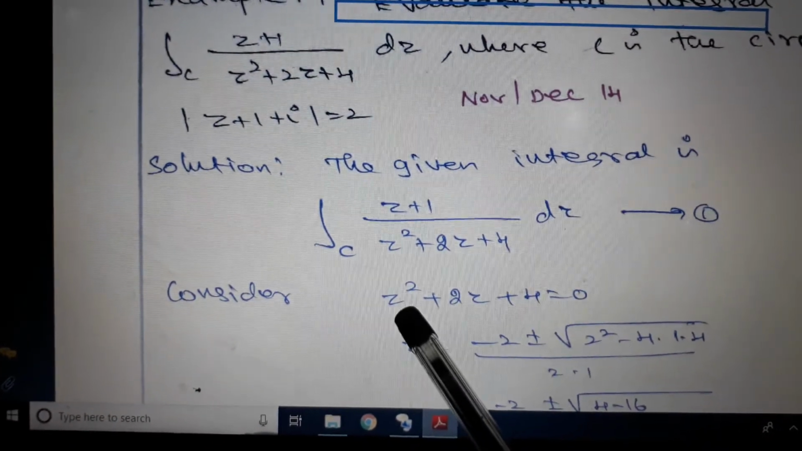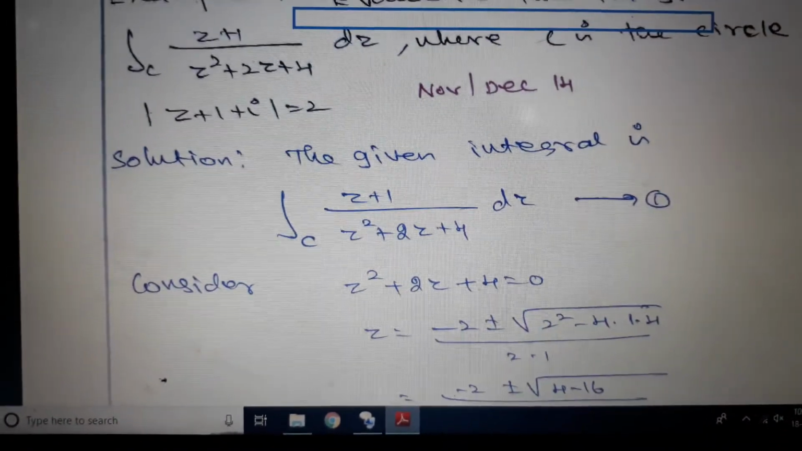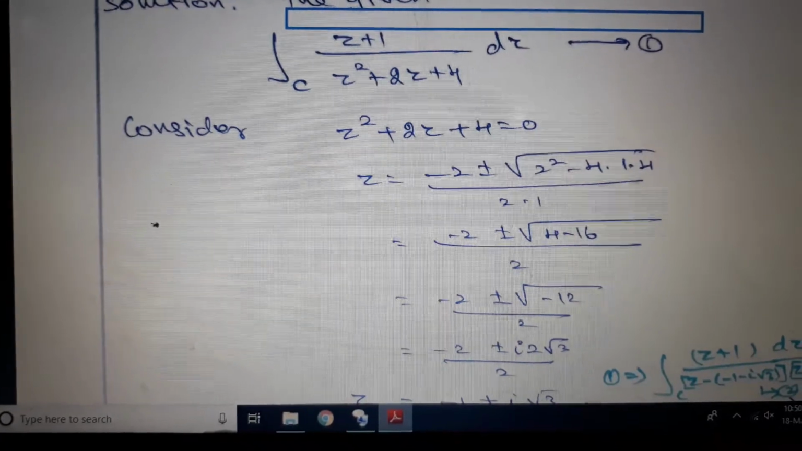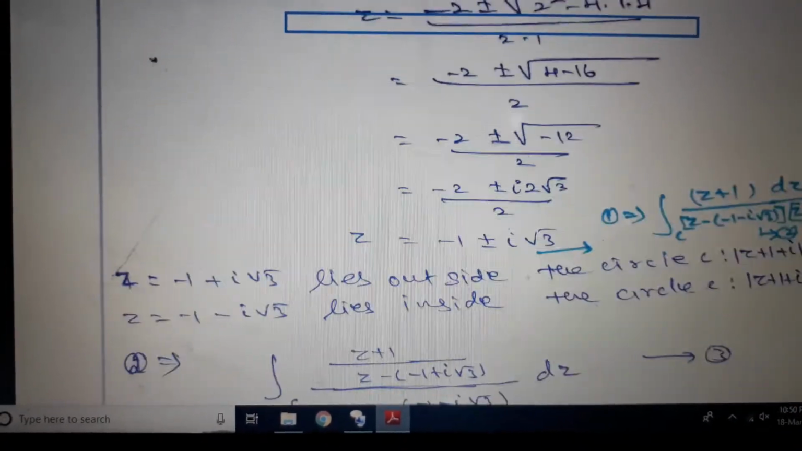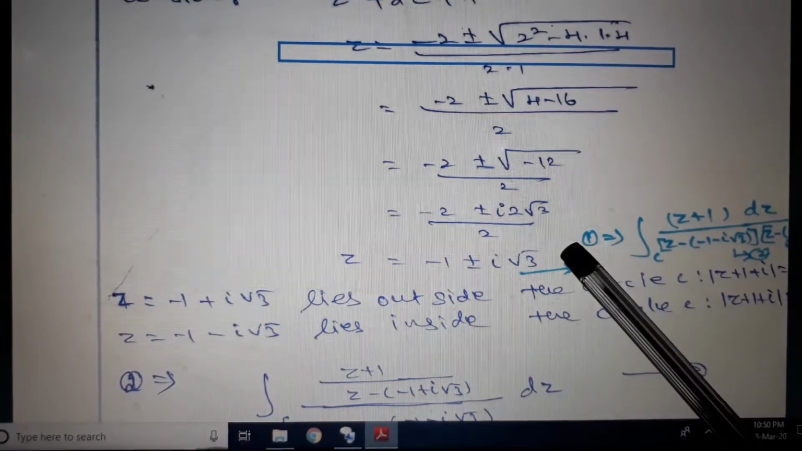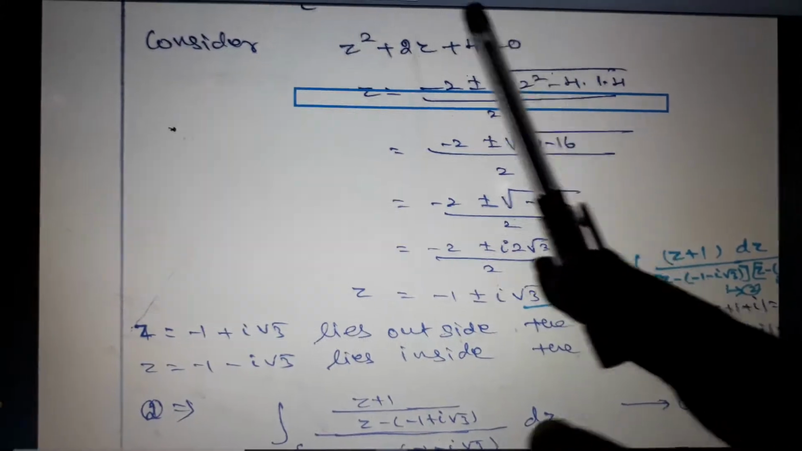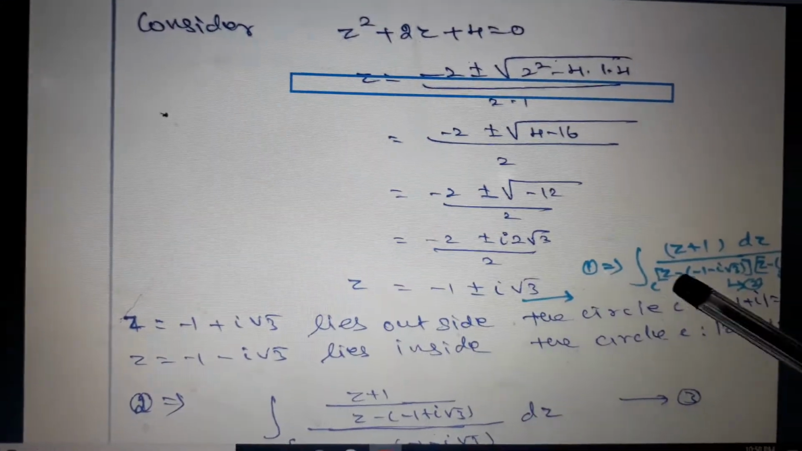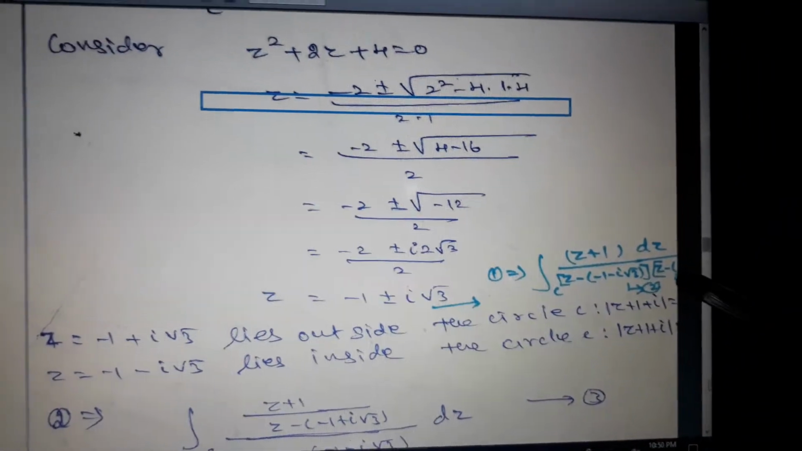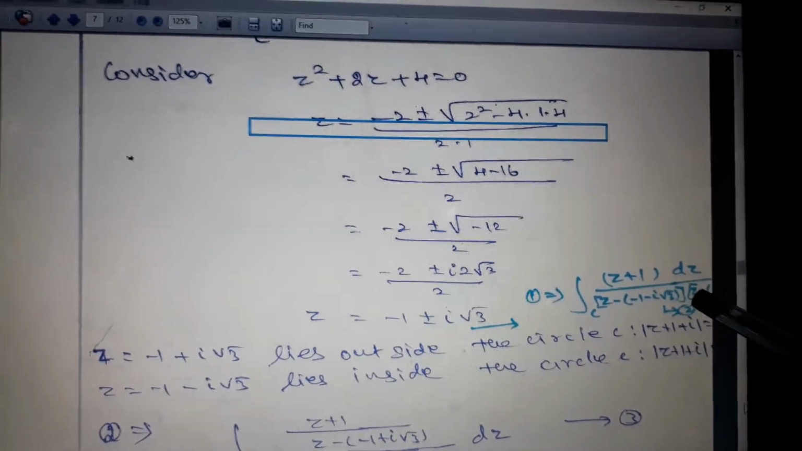So we know that, just write down z square plus 2z plus 4 equal to 0. Apply the formula minus b plus or minus square root of b square minus 4ac. Finally arrive at z equal to minus 1 plus or minus i root 3. Okay, so how do you write the quadratic equation? z minus first root and z minus second root. That is the main procedure.